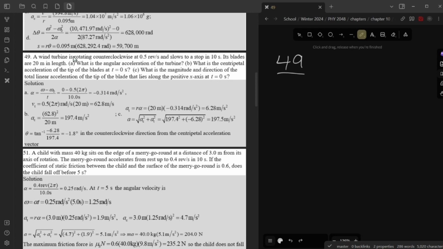A wind turbine is rotating counterclockwise at 0.5 revolutions per second and slows to a stop in 10 seconds. Its blades are 20 meters in length. A. What is the angular acceleration of the turbine? B. What is the centripetal acceleration of the tip of the blades at t equals 0 seconds? And then part C, what is the magnitude and direction of the total linear acceleration of the tip of the blade that lies along the positive x-axis at t equals 0 seconds?